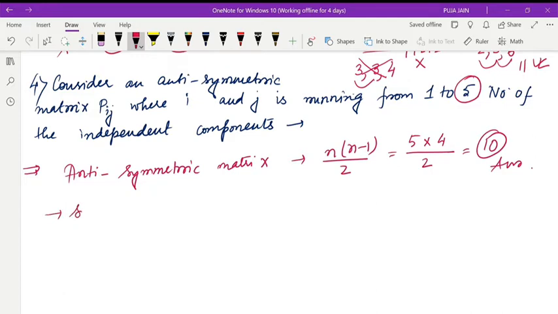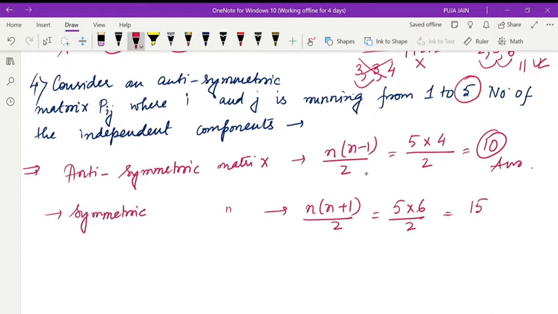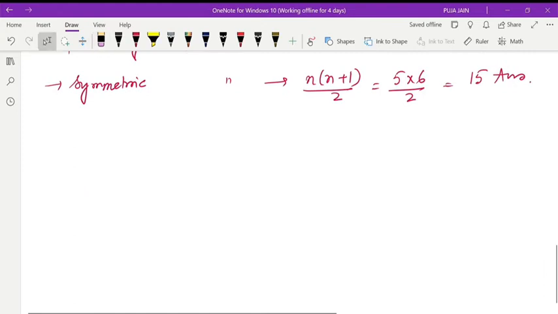If it was a symmetric matrix, if the question had given a symmetric matrix, then the formula would be n into n plus 1 by 2. Then if we solve, we get 5 into 6 by 2, that is 5 into 3, that is 15. Proceeding to our next question.